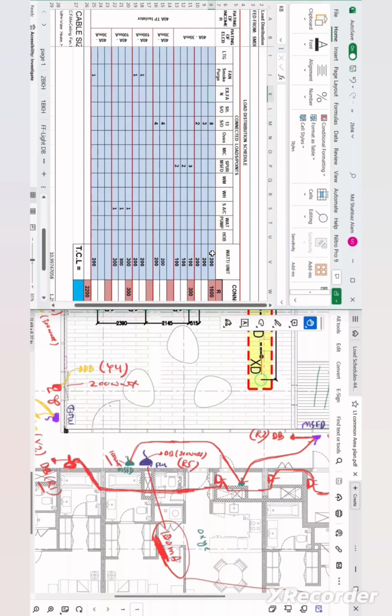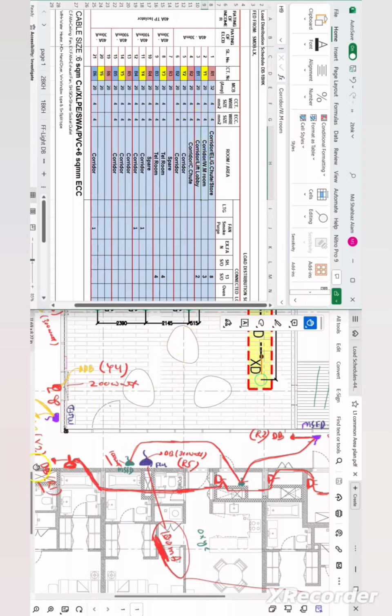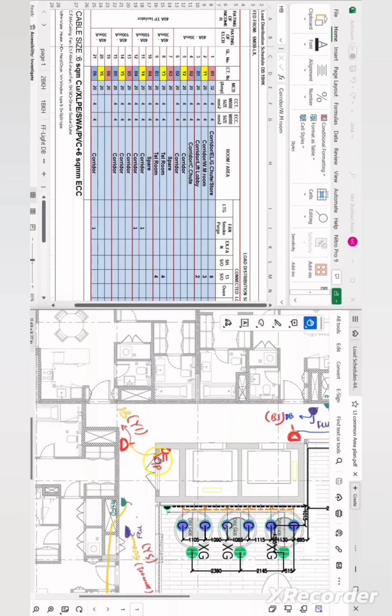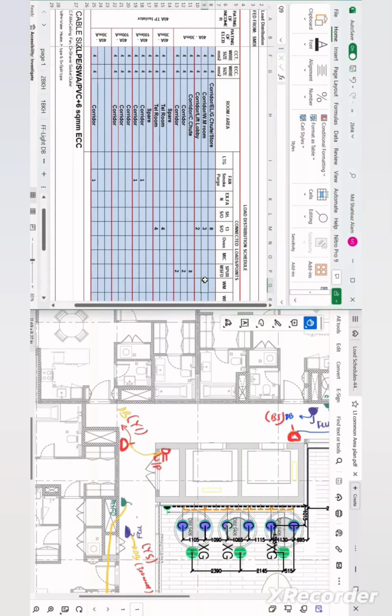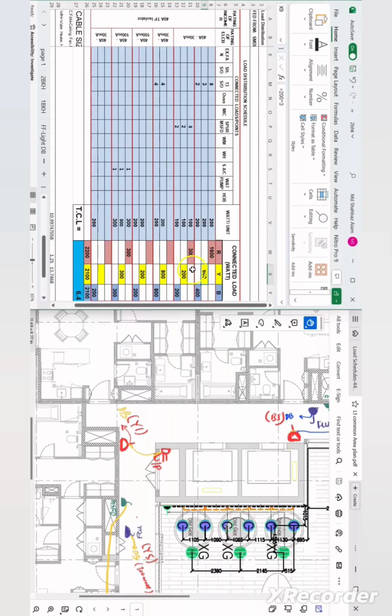Now let us move to the other circuit, that is Y1. Y1 is here, Y1, which has the 3 single sockets, or we can say 1 double socket and 1 single socket. So we can say 3 single sockets, and the corresponding load is also mentioned per unit, that is 200. So the load on Y phase due to Y1 is 200 into 3, that is 600 watt.